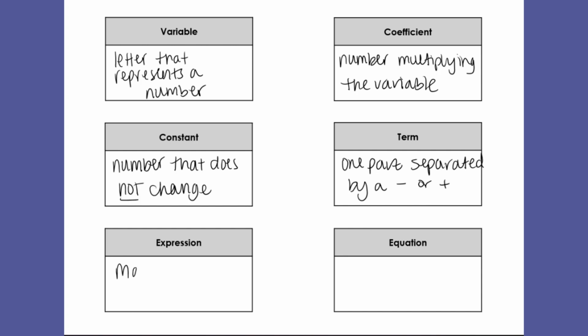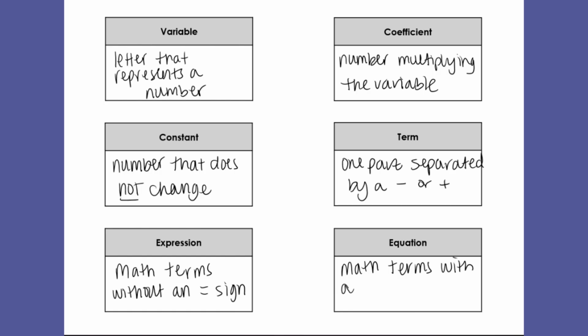An expression is math terms without an equal sign. And an equation would be math terms with an equal sign. So let's look at how these words actually apply to an equation below.